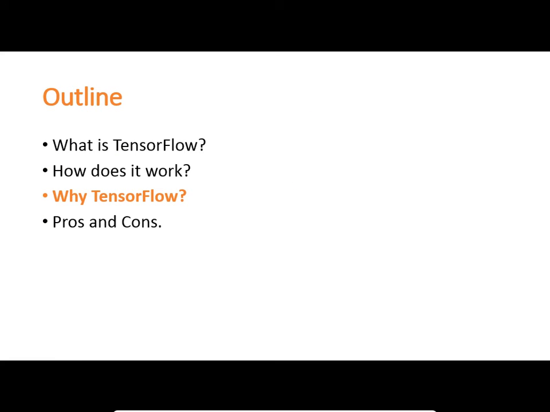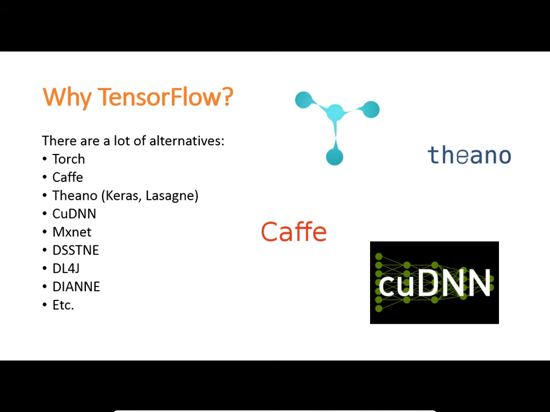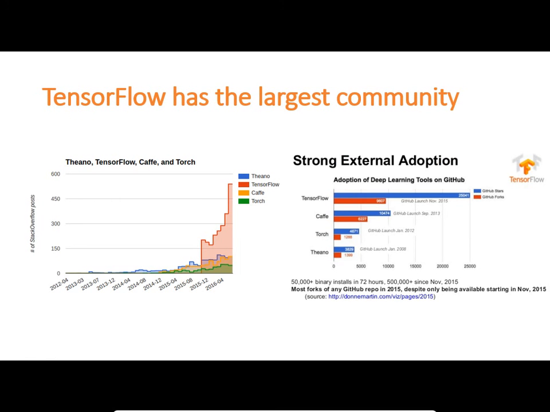And next, let's see why we choose TensorFlow. As we know, there are a lot of alternatives. There are other deep learning frameworks that we can use. So why TensorFlow? We can see there are Torch, Caffe, Theano, something like that. So I think the first reason we choose TensorFlow is that it has the largest community. And there are two figures that can prove this. The first figure is the number of Stack Overflow posts. And we can see after 2015, TensorFlow outperforms the other three.